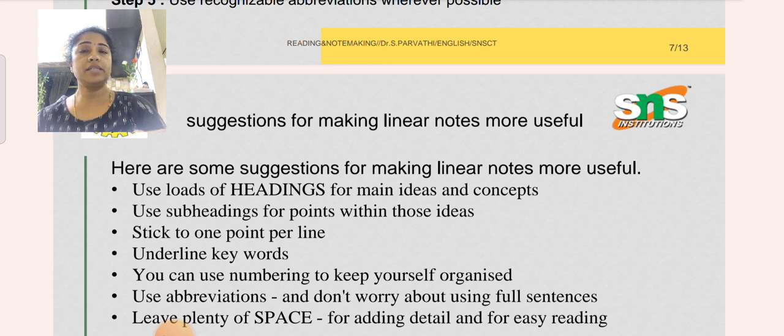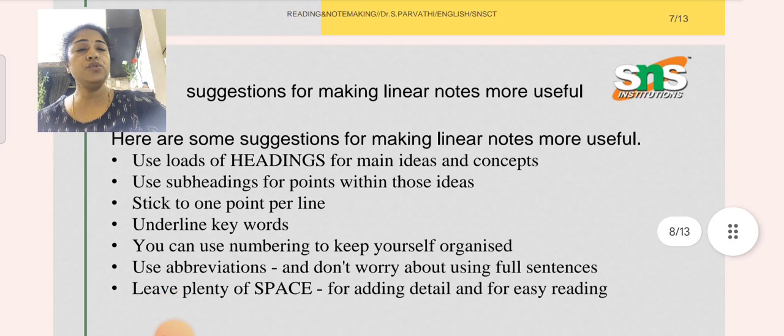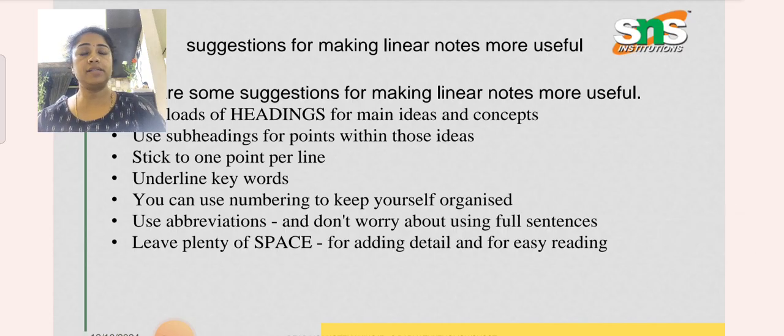For example, if I ask you to create a title, from the first paragraph you just choose the headings, and with that heading you start writing 2 or 3 points which are necessary to that paragraph, and underline the keywords. Okay, after reading the paragraph you underline the essential points, and you can use numbering to keep yourself organized. You all know, right? Why do people use numbering? Because it is easy for readers to read, and also for the person who is making notes.